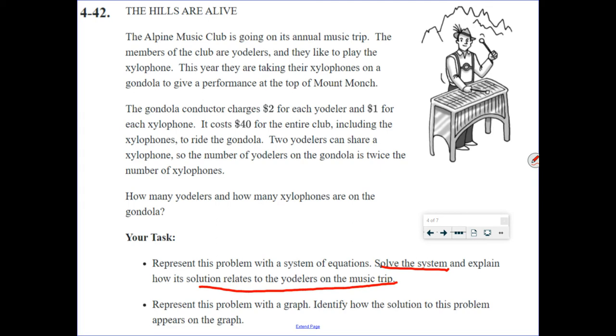Then, after you're done solving the system of equations and explaining what the solution means, you are going to represent this problem with a graph. Identify how the solution to this problem appears on the graph. So that is the basic task that you're doing. That is the goal, all right?